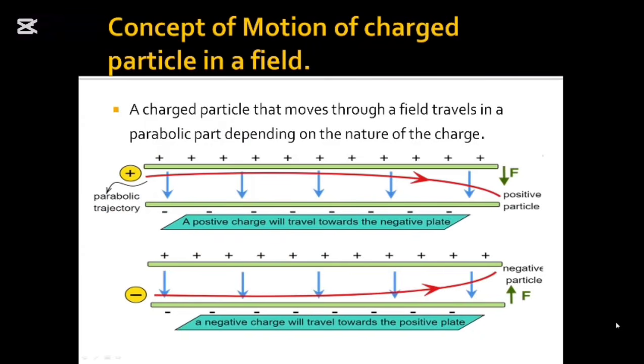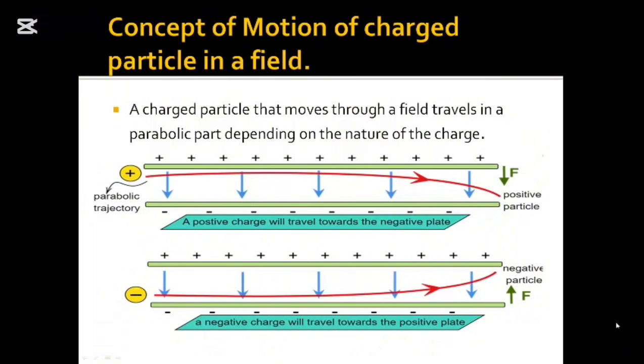Concept of motion of a charged particle in a field. What do we mean here by concept? We mean totality. How does it happen? How does a charged particle move in electric field? First, we'll start by describing it for you, how it moves or the path it moves. So if we're able to express the path, we can now start talking about the equations of movement.